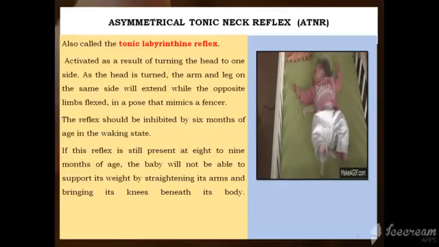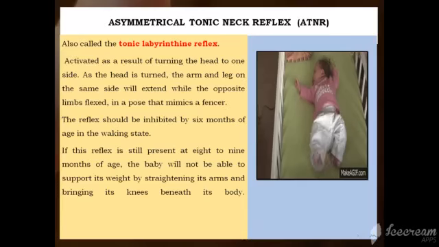The next reflex is the asymmetrical tonic neck reflex, which is also known as the tonic labyrinthine reflex. This reflex is activated as a result of turning the head to one side, and the response is that the arm and leg on the same side will extend while the opposite limbs flex in a pose that mimics a fencer.